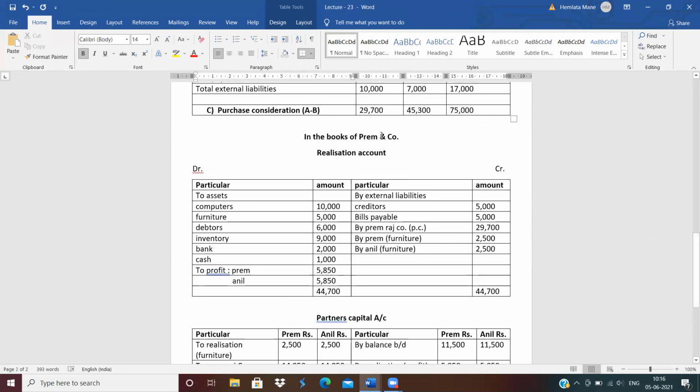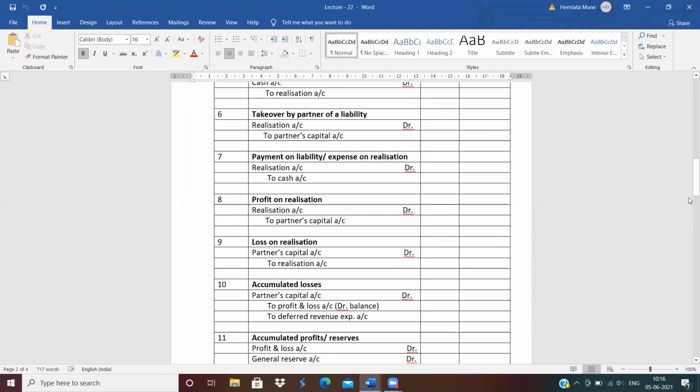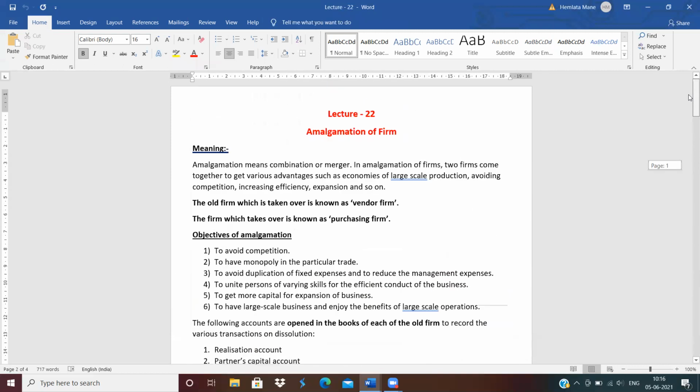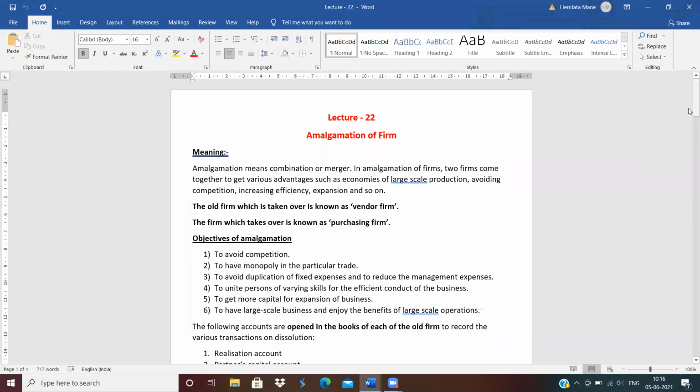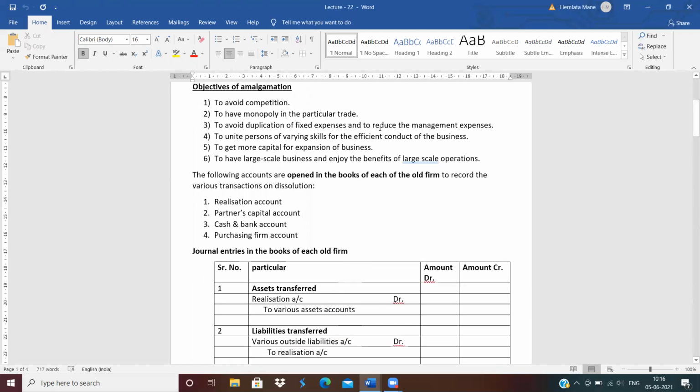Now prepare the necessary accounts. Which accounts? First is the realization account. I already explained this part, which accounts should be prepared in the books of the old firm. I already gave it in the first lecture. The accounts opened in the books of each old firm: first is the realization account, second is the partners' capital account.